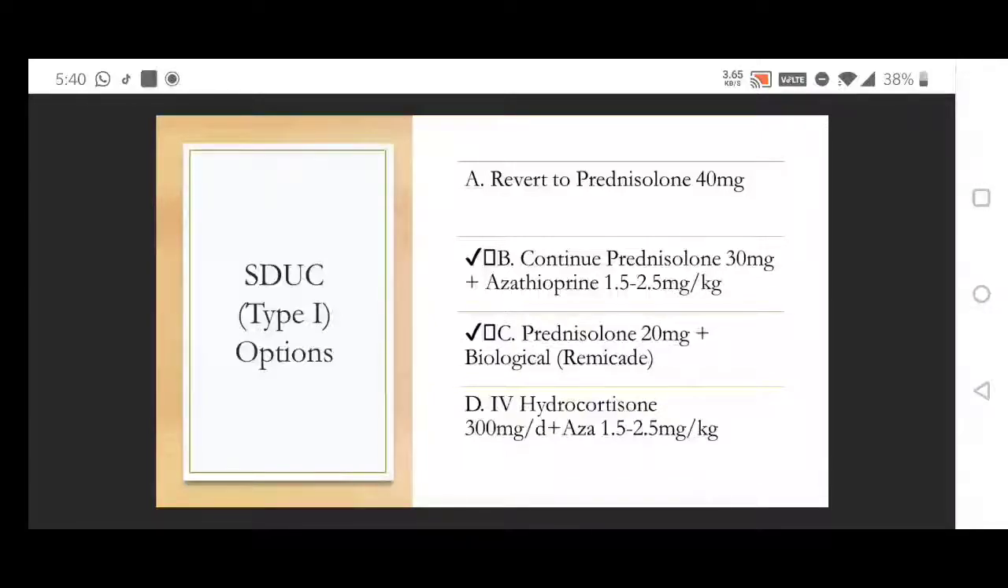So prednisolone 30 milligram with azathioprine. Here we will again start tapering slowly, but you would have to use a slightly higher dose, or dose on which the patient did not have a relapse. Option C is like Act 1 and Act 2, that if you have a patient who's not doing well with steroid, you can use Remicade, and this is also a right choice. If the patient has no financial problem, then this might be fine.